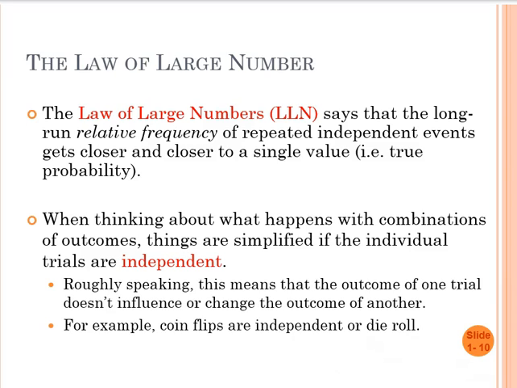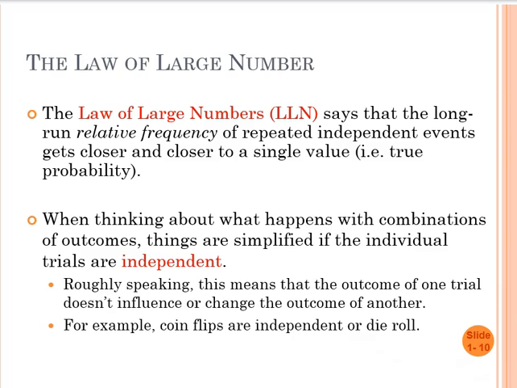Now, the reason it's calculated this way is because of the law of large numbers. The law of large numbers basically says that the more you do repeated independent events, the closer you are going to get to that long-run relative frequency probability. And so that relative frequency probability is the true probability in the long run of an event happening.